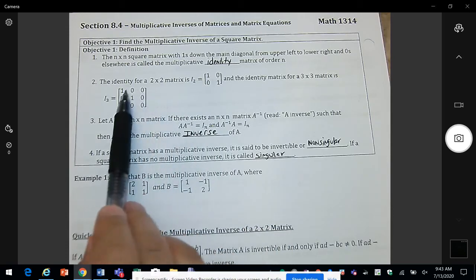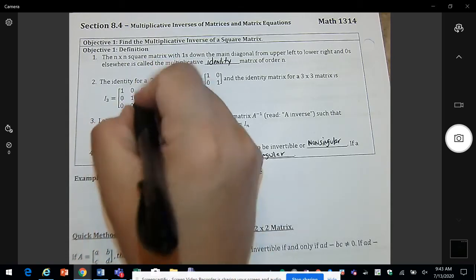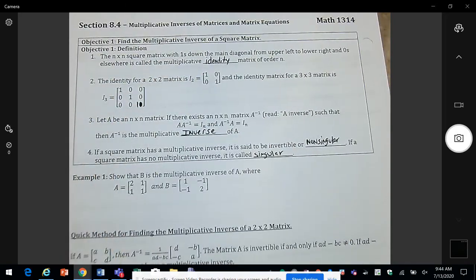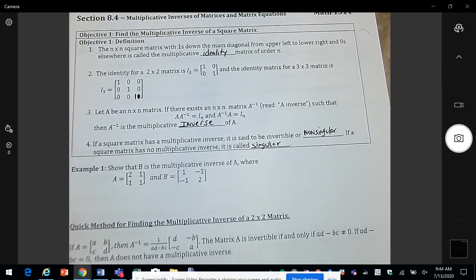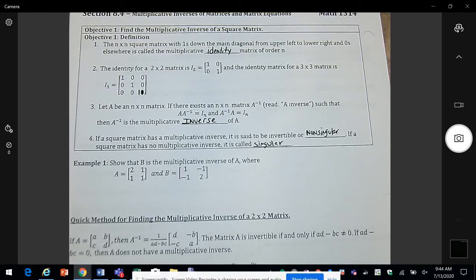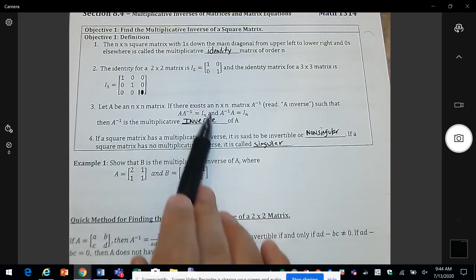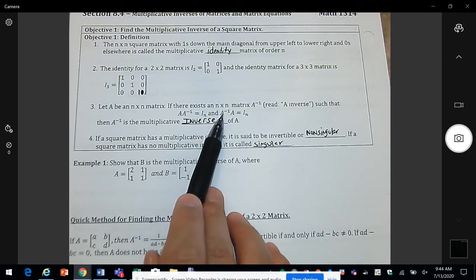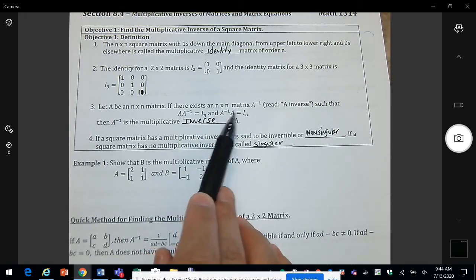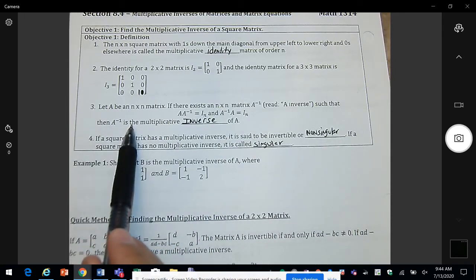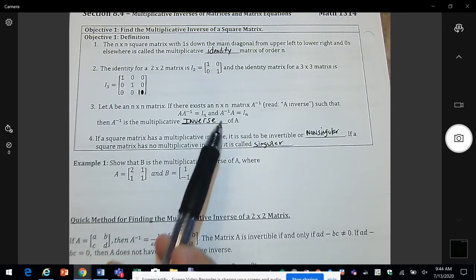So for a 3 by 3 matrix, you have ones on the diagonal, and everywhere else would be a 0. Let A be an n by n matrix. If there exists an n by n matrix A inverse such that A times A inverse is equal to the identity matrix, and if we reverse them, A inverse times A is also equal to the identity matrix, then we say that A inverse is the multiplicative inverse of A.